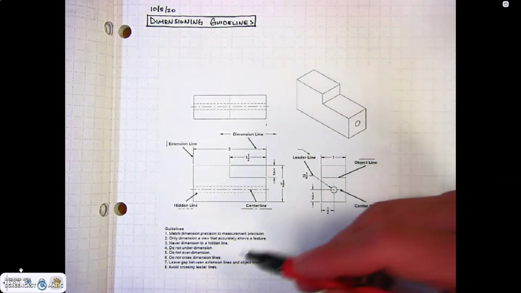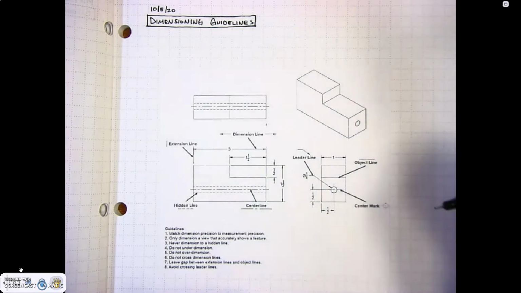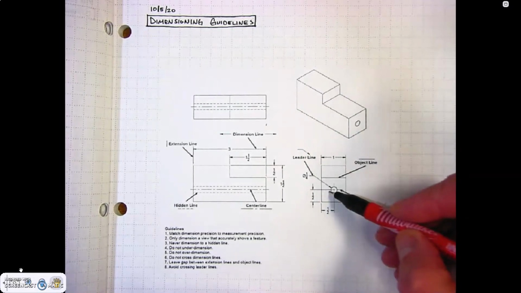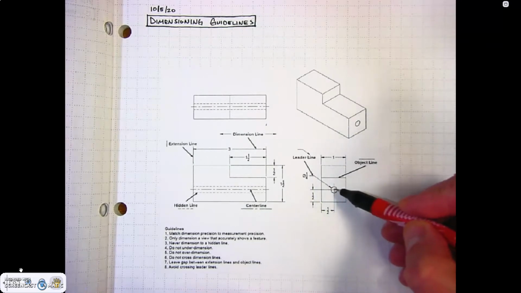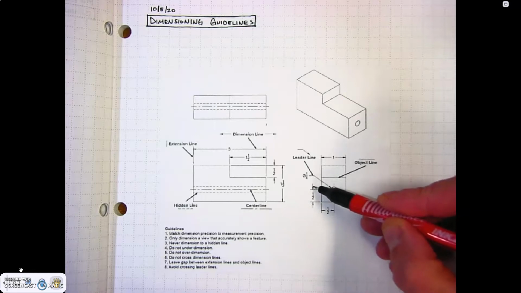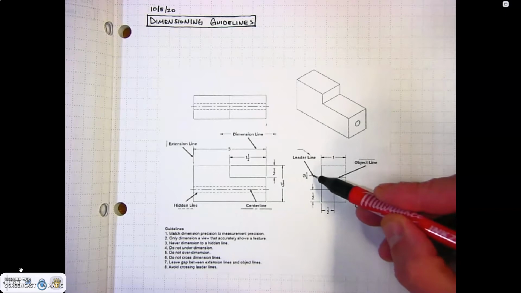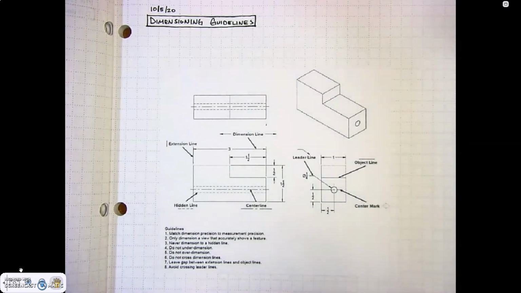And then the last one, guideline number 8, says avoid crossing leader lines. And so, for example, we have a leader line. That's what this angled line that's dimensioning this hole is called. That leader line doesn't cross an extension line and it doesn't cross a dimension line. And so we figured out where to put that so it doesn't cross anything. And so that's your dimensioning guidelines that we'll need to follow when creating drawings.